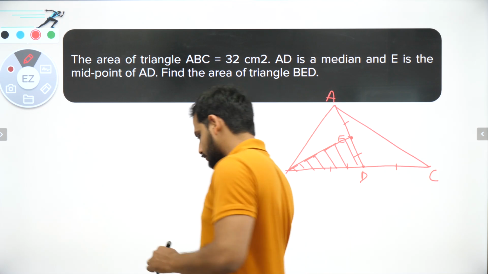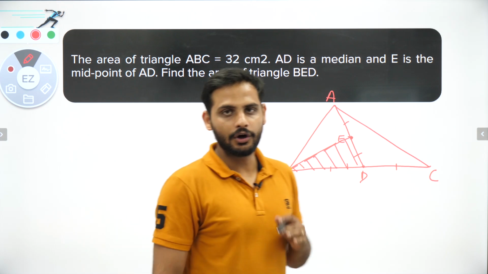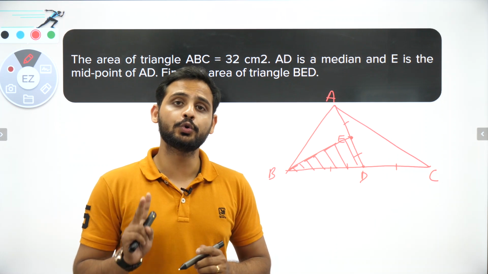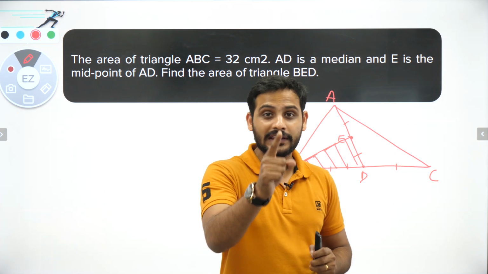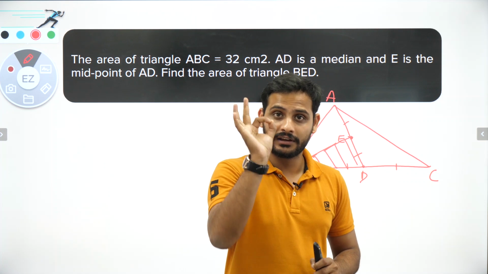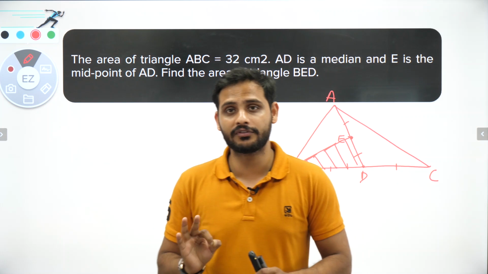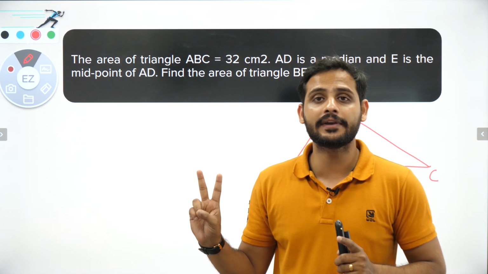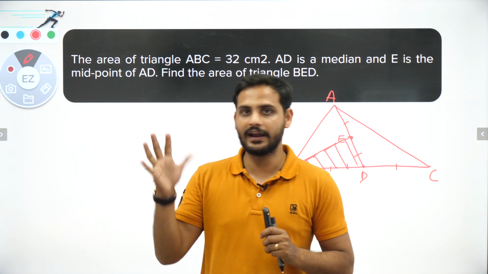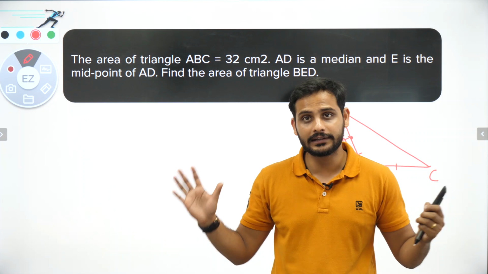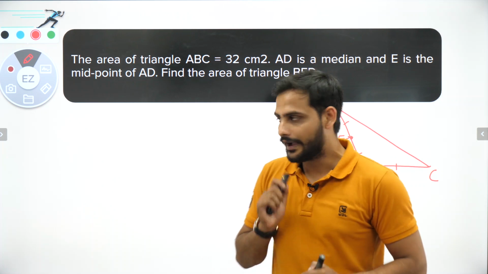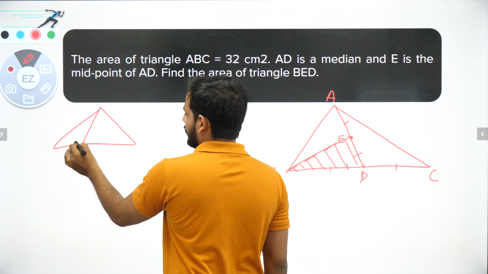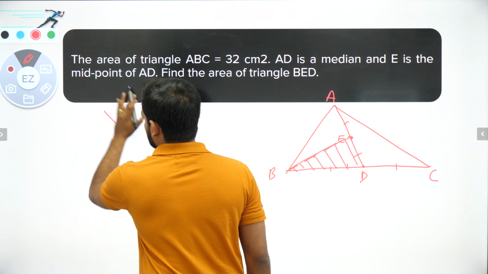One more important theorem, bachcho, you should remember: a median of a triangle divides it into two equal parts. Remember, I'm saying equal parts, not congruent parts. Very important. Many of the students get confused here. A median divides a triangle into two equal parts. Equal in which way? Area wise they are equal. They are not congruent. Shape will be different, but their area will be the same. Why will it happen? Because see, bacho, suppose I draw a median here.